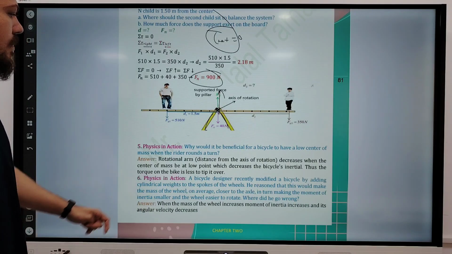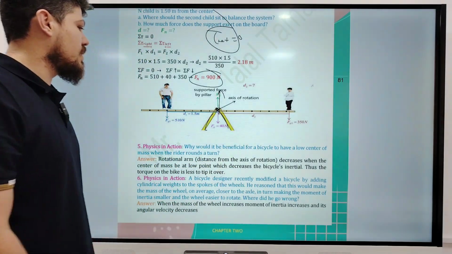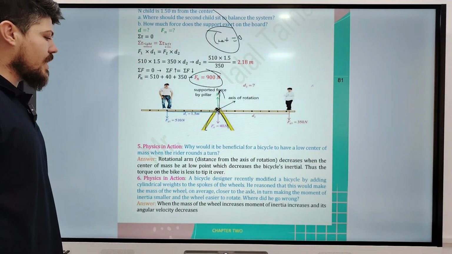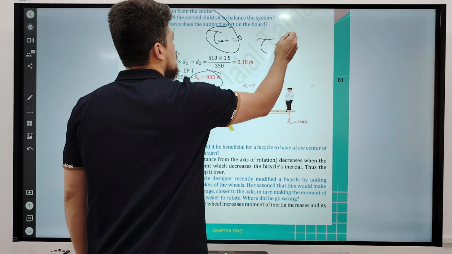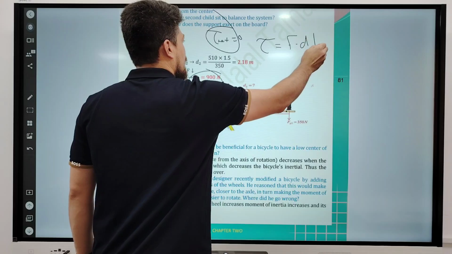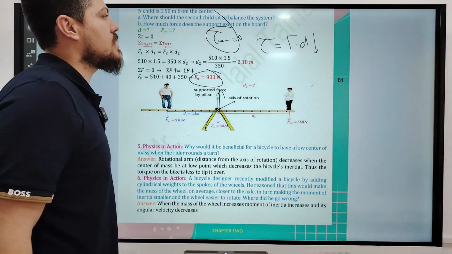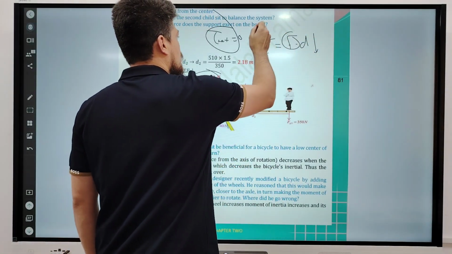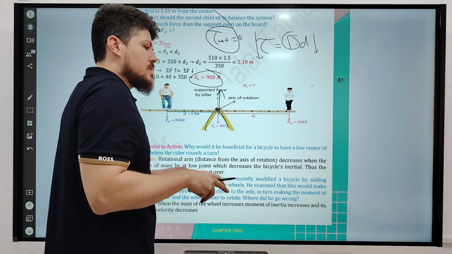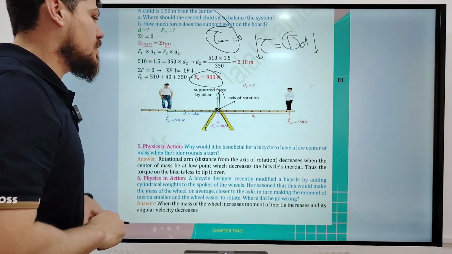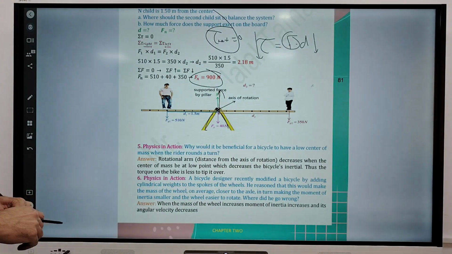Okay, you can rearrange the equation and you can find the normal force of the pillar that is exerted on the seesaw. Why would it be beneficial for the bicycle to have a low center of mass when the rider goes around a turn? To reduce the distance. Why? Because torque is equal to what? F times d. When the distance from the axis of rotation decreases at constant force, what happens to the torque? The torque also decreases. So when the torque decreases, it keeps the rider from tipping the bike over.